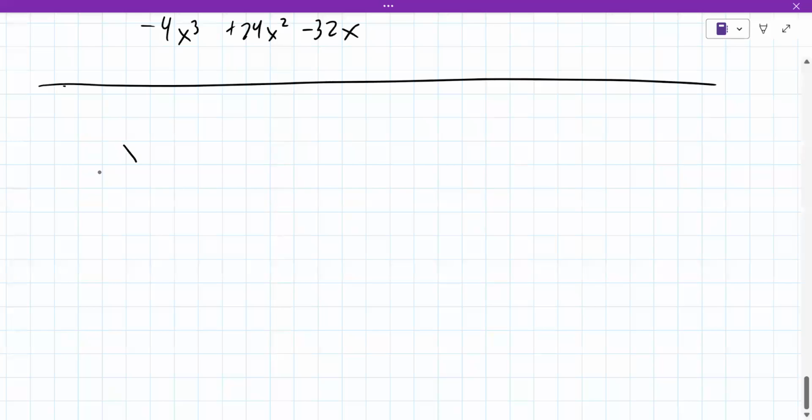So this is different. This is x squared minus 4. This is called difference of squares.